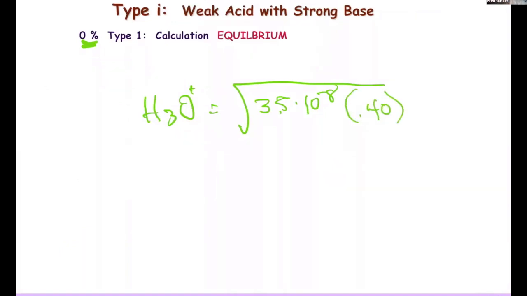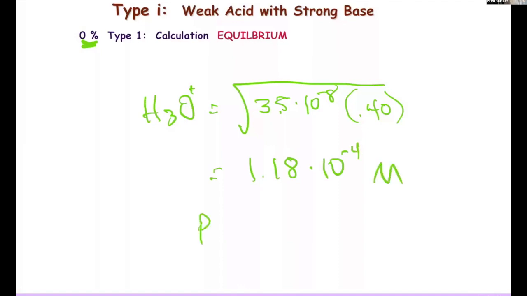Okay, I mean, you could do the ICE table if you want, and it'll get you to the same place. Or you can do this. If I do this calculation, 0.4 times 3.5 to the negative 8, I multiply that out and take the square root of that. Then I get my hydrogen ion concentration is 1.18 times 10 to the minus 4 molar.